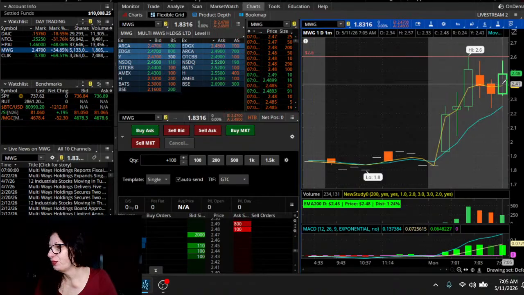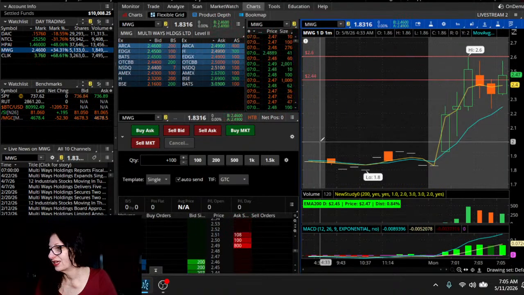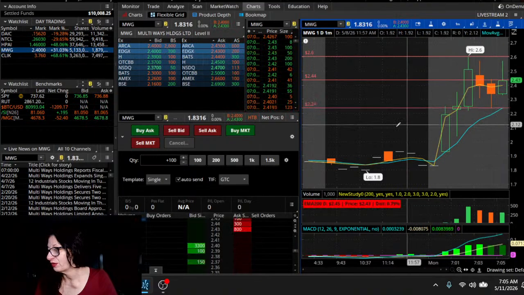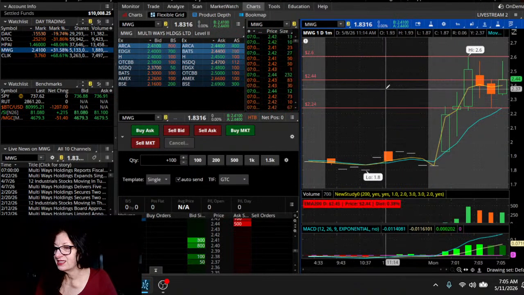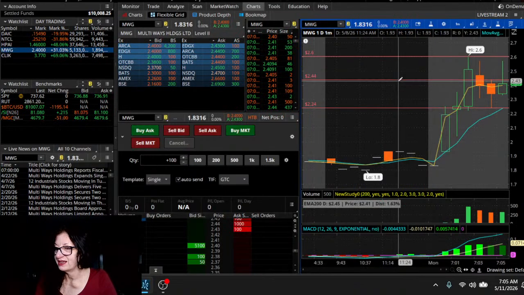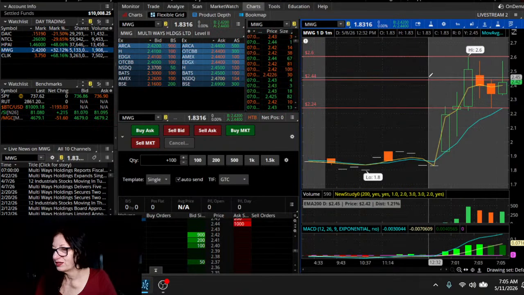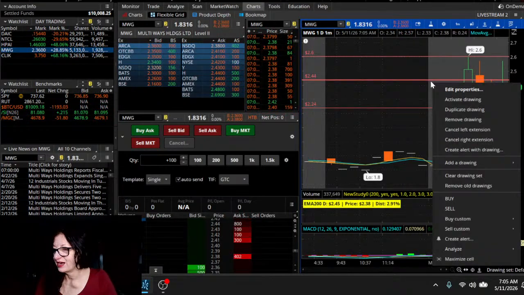All right, we did have a pullback here, but I kind of missed it because I was talking. Plus, the profit loss ratio, I don't think would have worked for me, because right here, this would have been my stop. So that wouldn't have worked. So I'm going to see if I get another pullback.